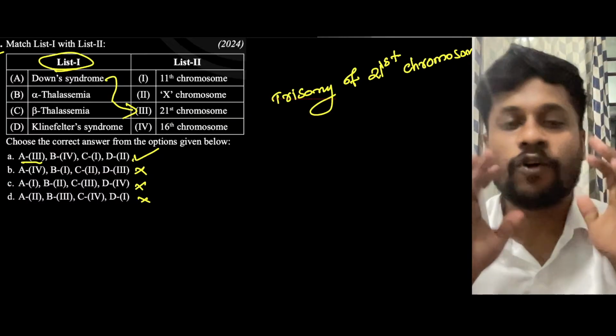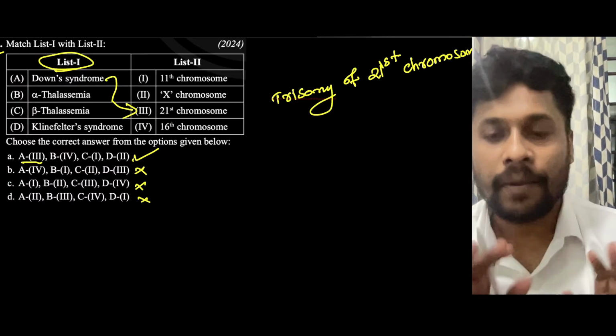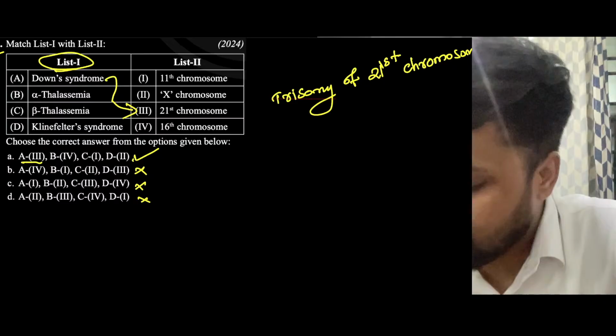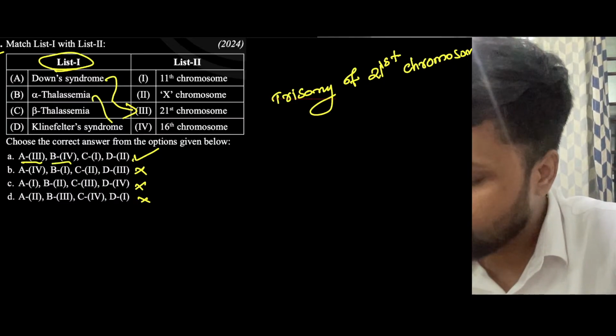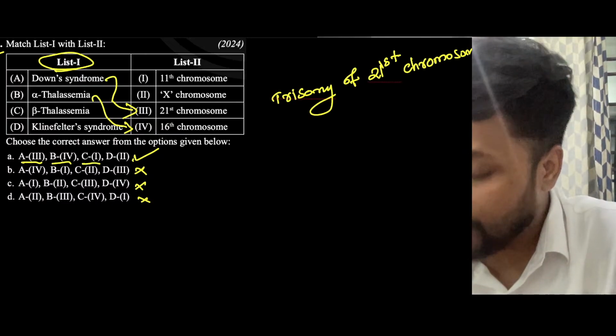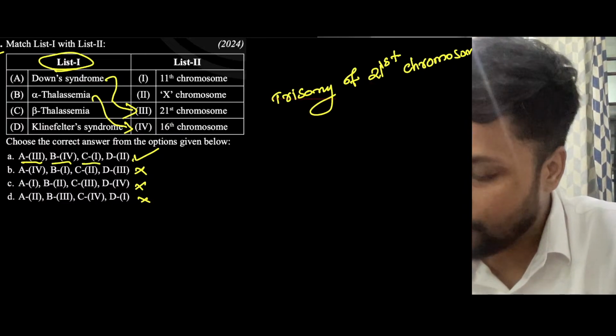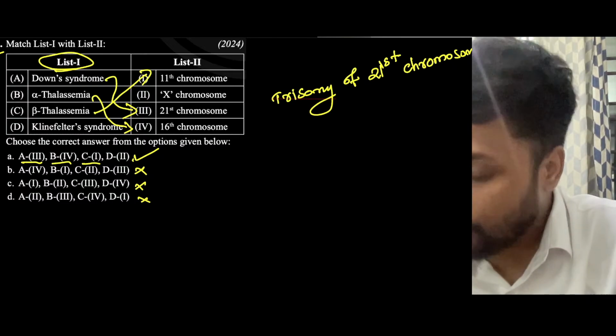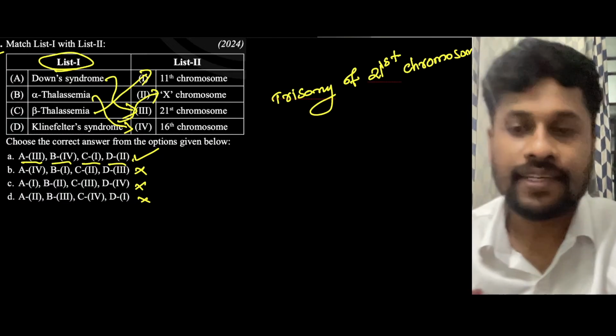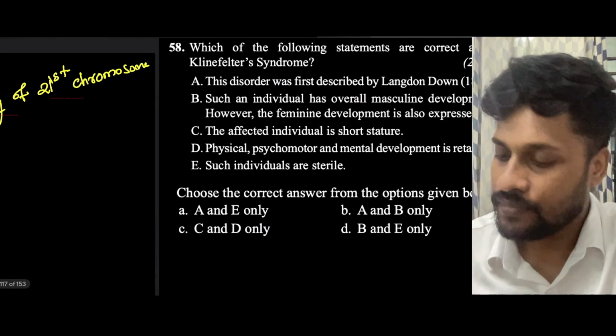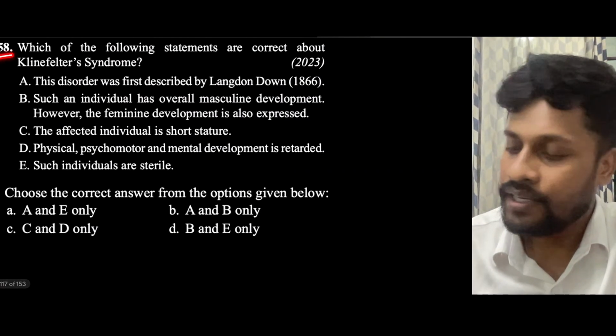So then just for confirming, we can match the remaining as well, right? Let's say alpha thalassemia, 4, 16th chromosome. Beta thalassemia, 11th chromosome. Klinefelter syndrome, X chromosome, right? Yes, very good. Next, 58.